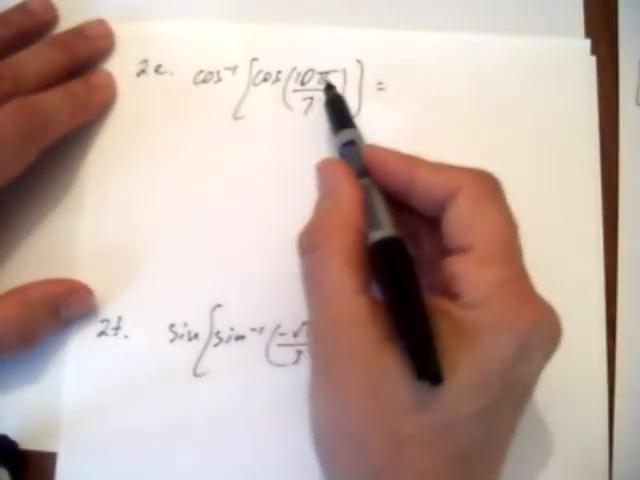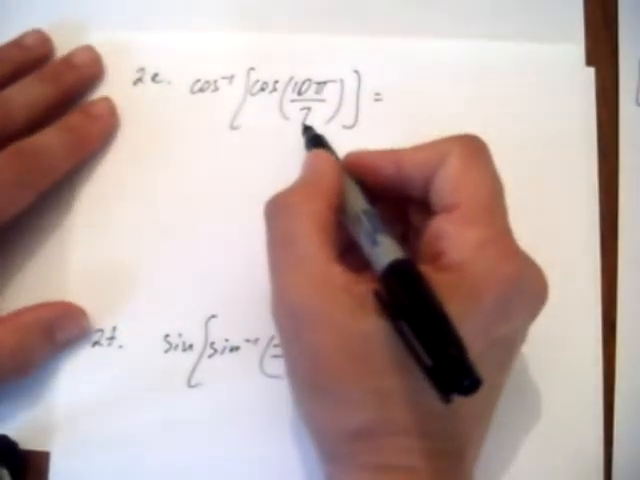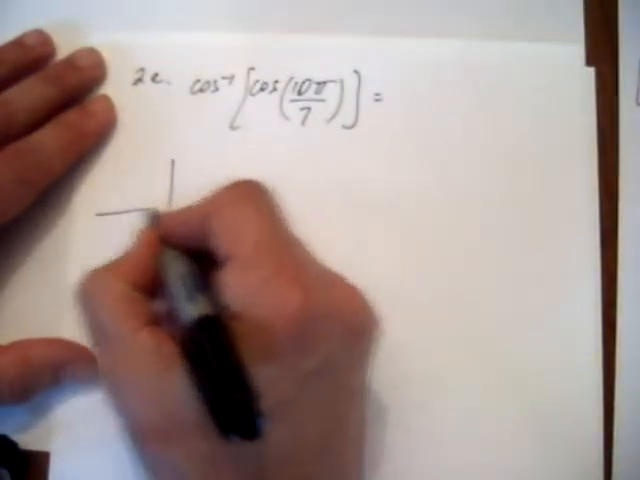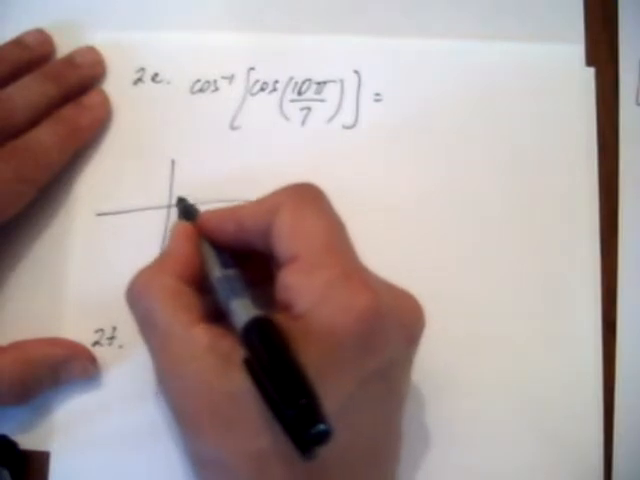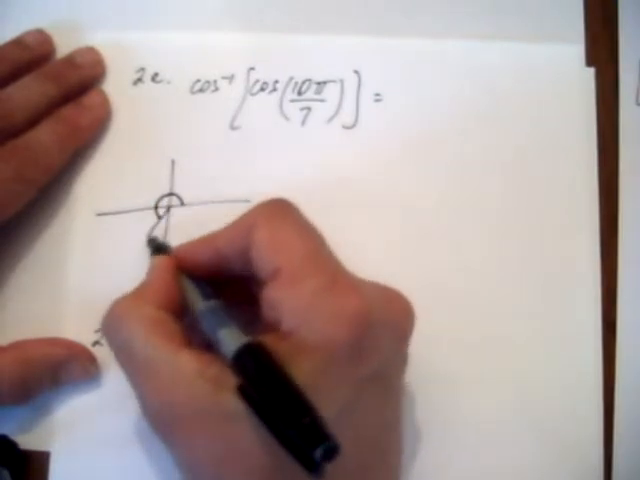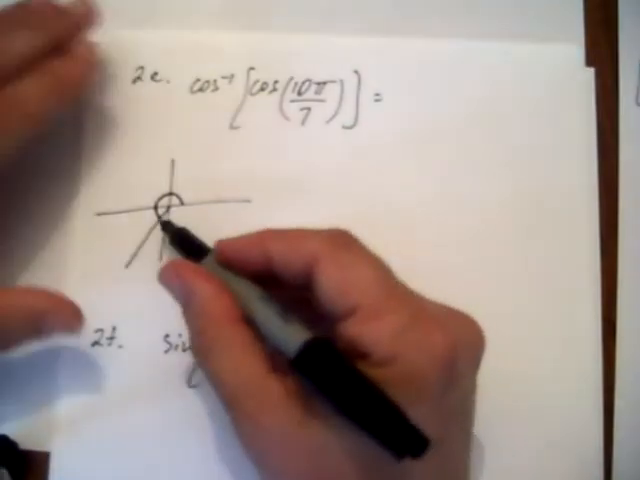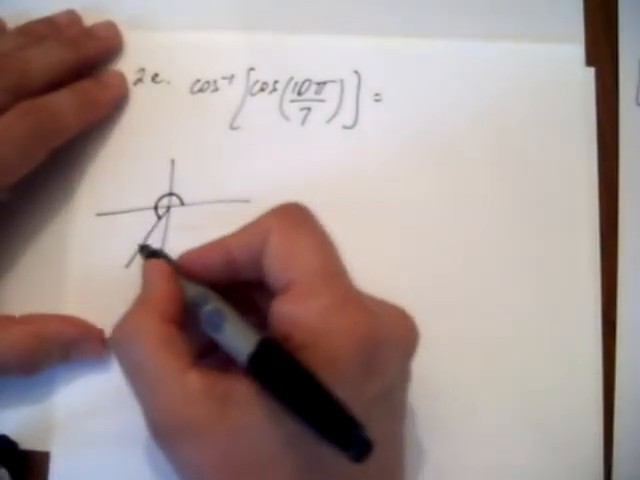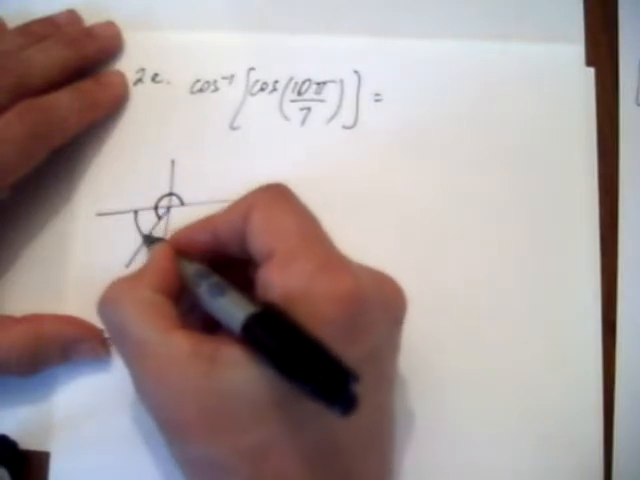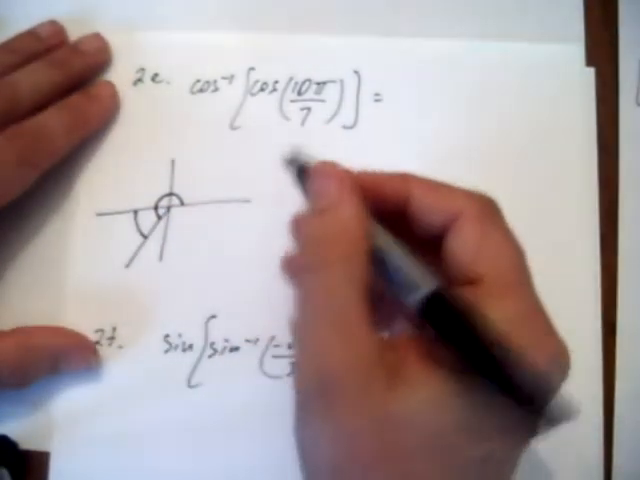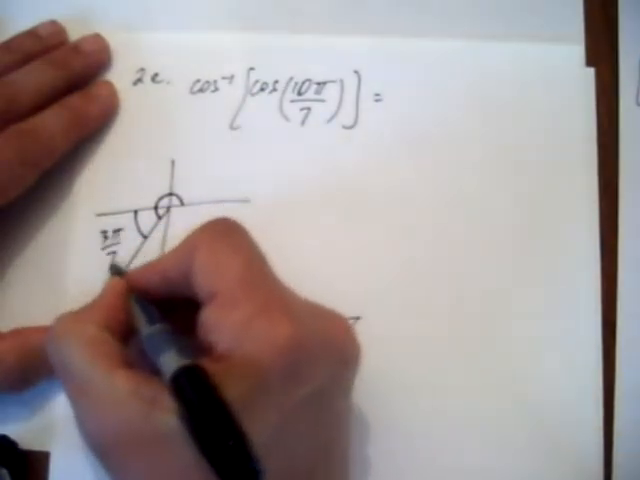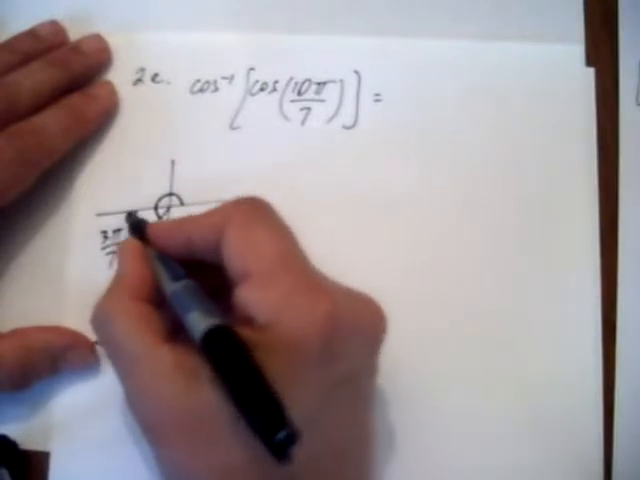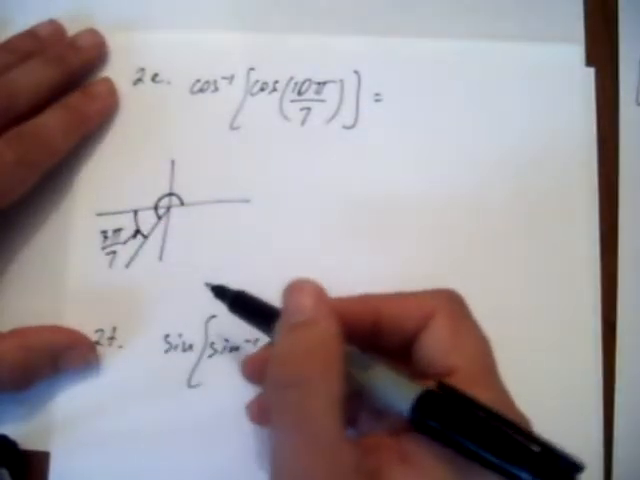Cosine inverse of cosine 10 pi over 7. It's not a read-through problem, we realize right away, so let's place the angle itself. Well, 10 pi over 7, if this is 7 pi, something like this. Again, this is not necessarily to scale, but as long as I'm in the right quadrant and labeling my reference angle properly, I'm okay. What is my reference angle here? The reference angle is 3 pi over 7, this angle right here from the nearest x-axis.